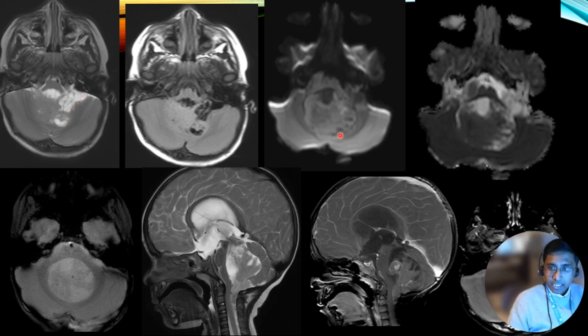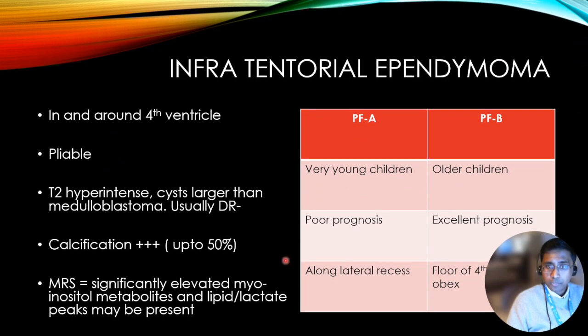And also what we can see is that in the diffusion restriction images, there is no real restriction of the lesion. Even though it looks a bit bright on the diffusion weighted image, there is no real drop in the ADC map. And you can see that the mass is showing heterogeneous post-contrast enhancement. If you look carefully, you can see the inferior extension of the mass along the foramen of Magendie. So it has the typical feature of pliability, extension to the foramen of Luschka and Magendie, and no diffusion restriction. So this is very typical for an ependymoma involving the posterior fossa.